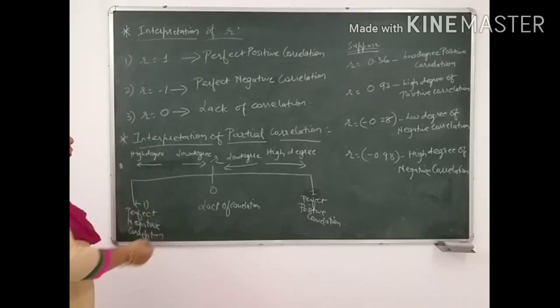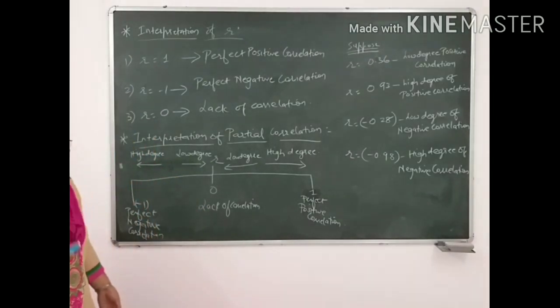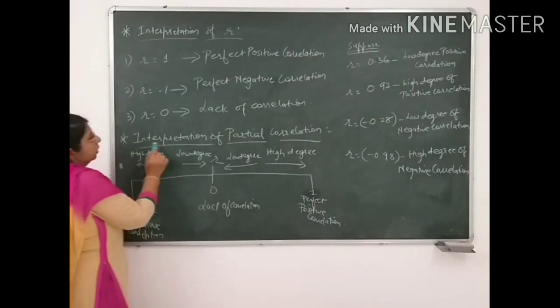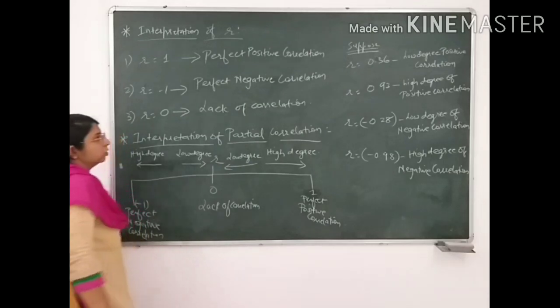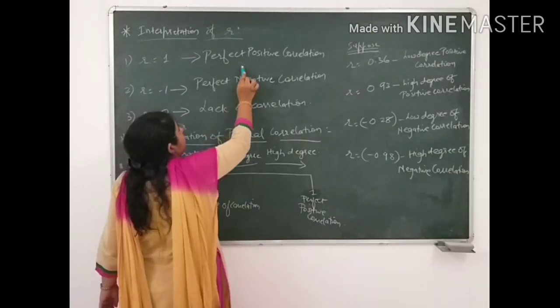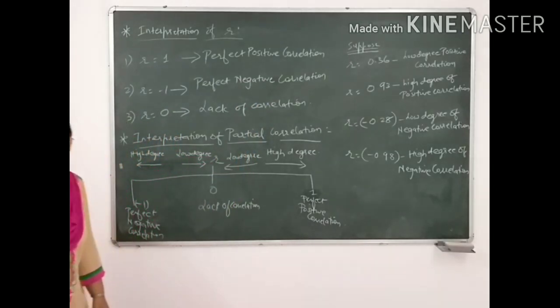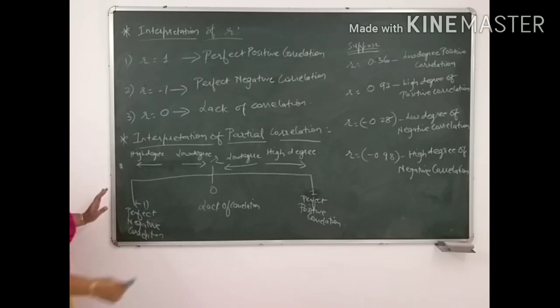Suppose the value of r comes in between negative 1 and positive 1. Then it is the interpretation of partial correlation. It is called partial correlation. In those cases we cannot use the words perfect positive, perfect negative or no correlation. We have to use the word partial correlation. We'll understand it over here.